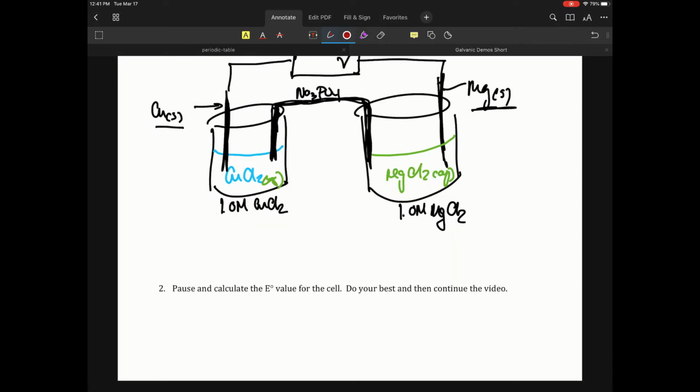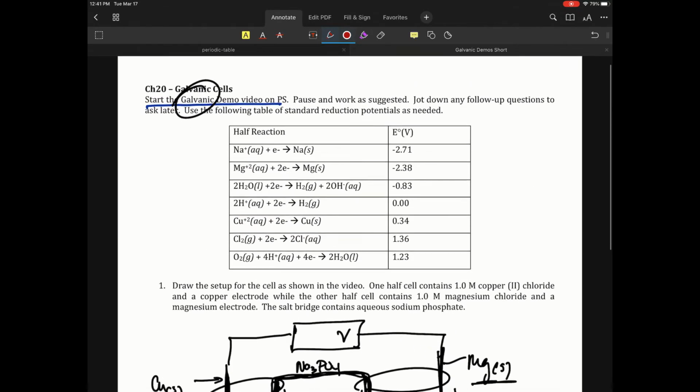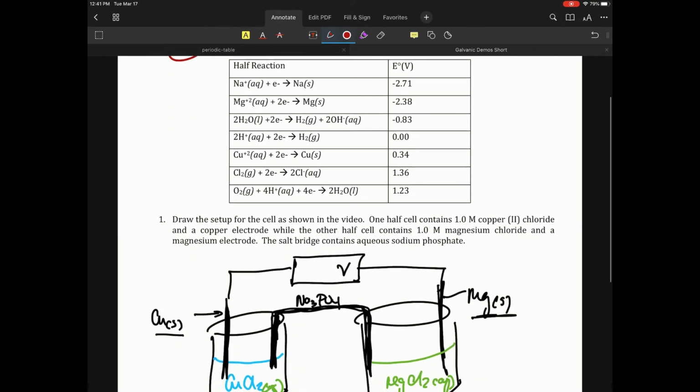Okay, welcome back. So now that you've done your pondering, let's put it together. So what must E0 be? First of all, we know it's got to be positive, because I told you it's a galvanic cell.